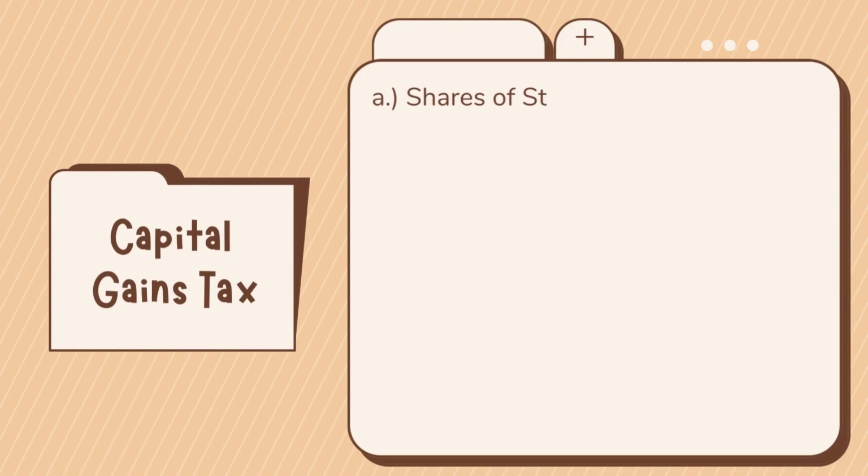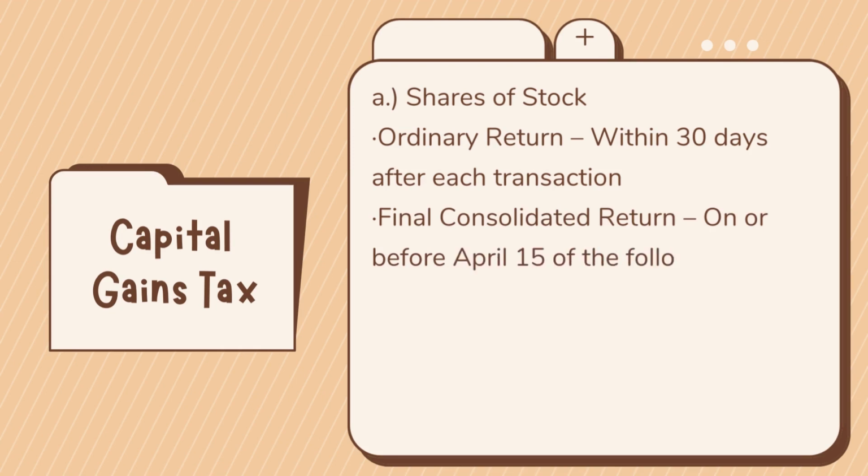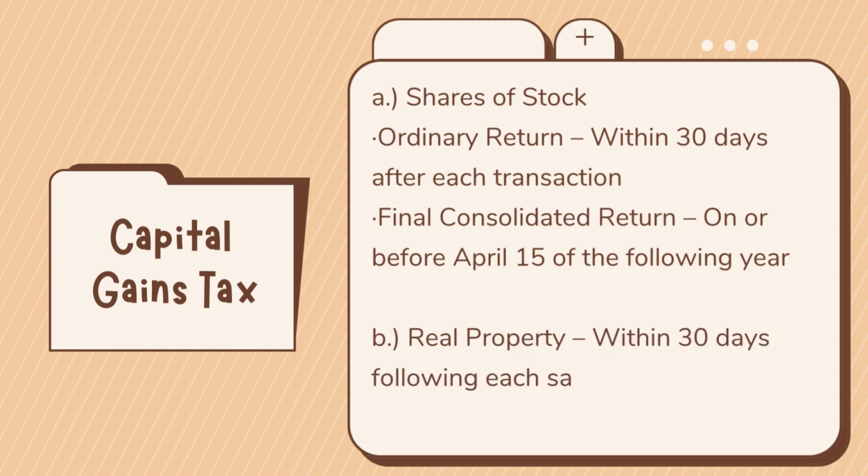For capital gains tax, the filing of ITR for shares of stock and real property differs. The ordinary returns for shares of stock is within 30 days after each transaction, and the final consolidated return must be filed on or before April 15 of the following year. For real property, the ITR must be filed within 30 days following each sale or other disposition.